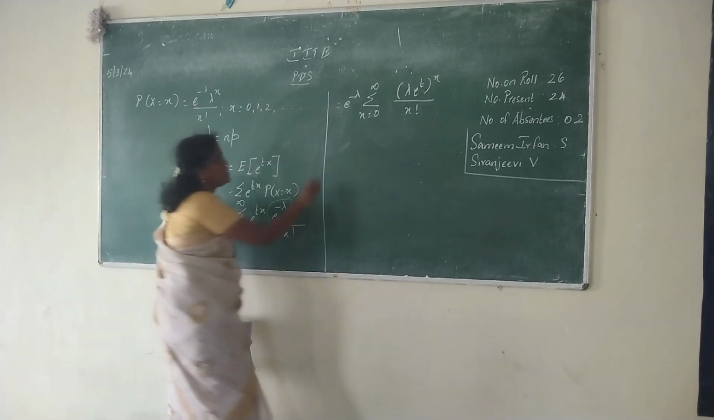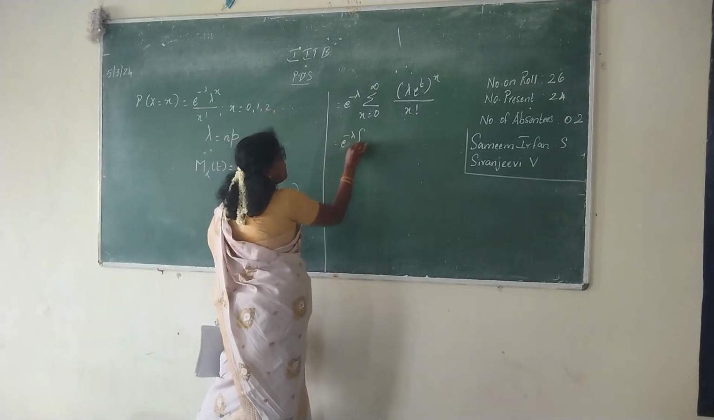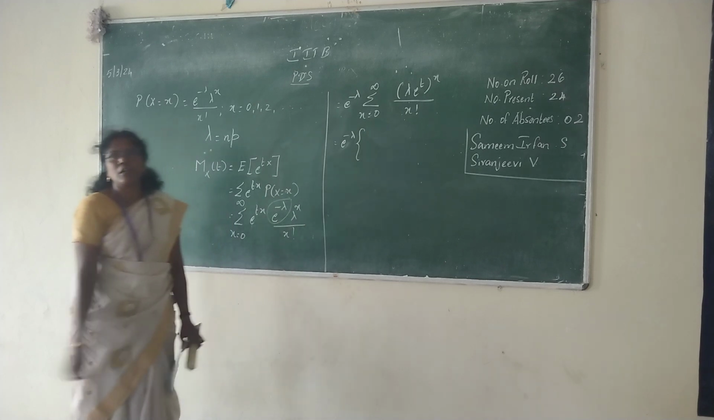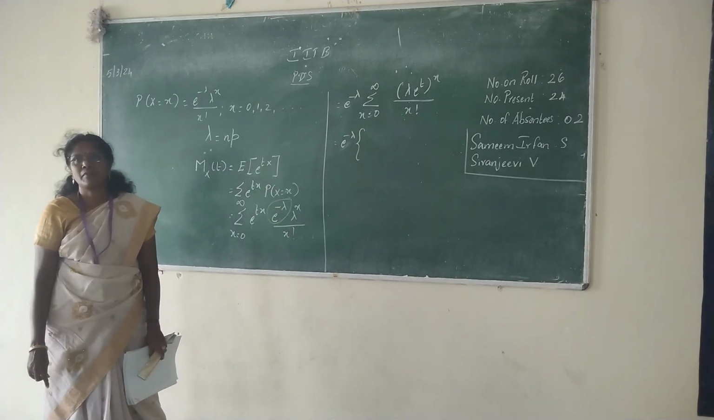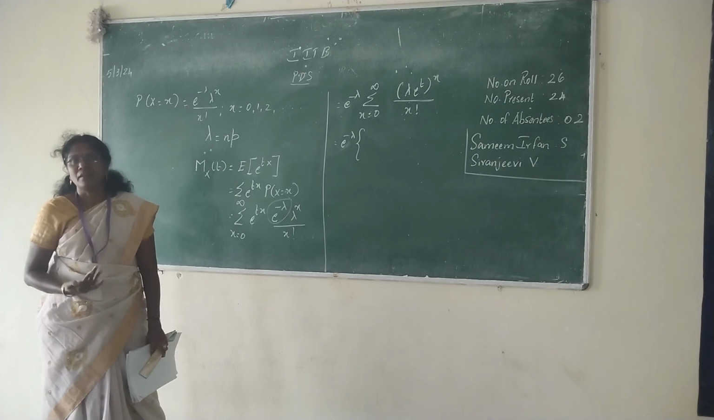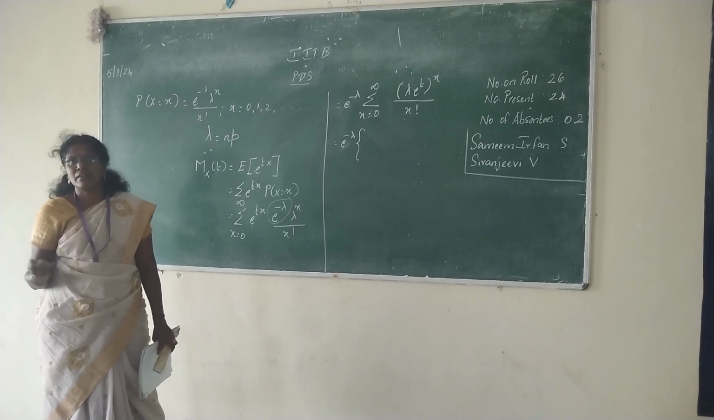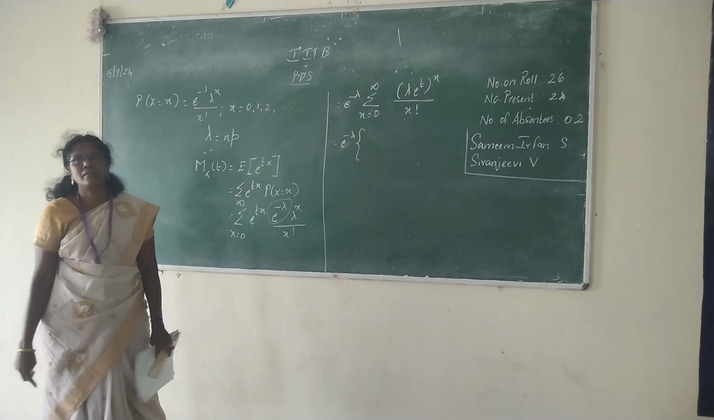For the expansion, e power minus lambda into the first term, x equal to 0. Robert, what is the answer? You are Robert, right? Then what is the answer? X equal to 0.